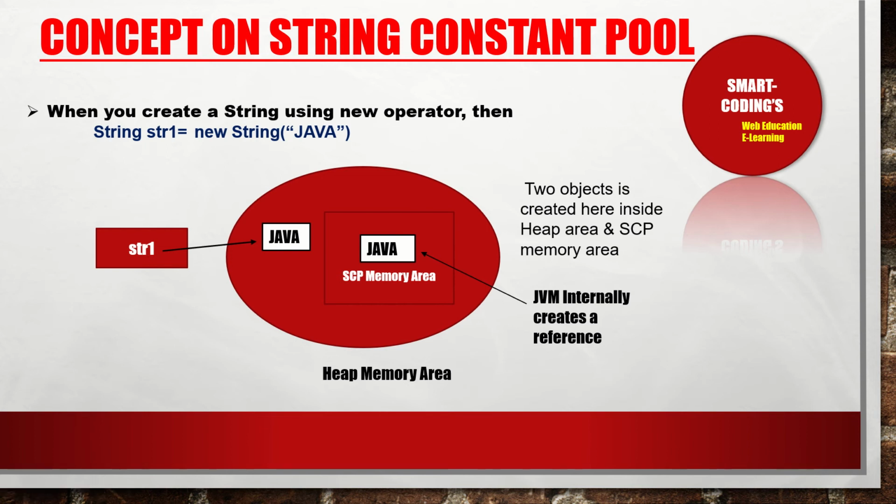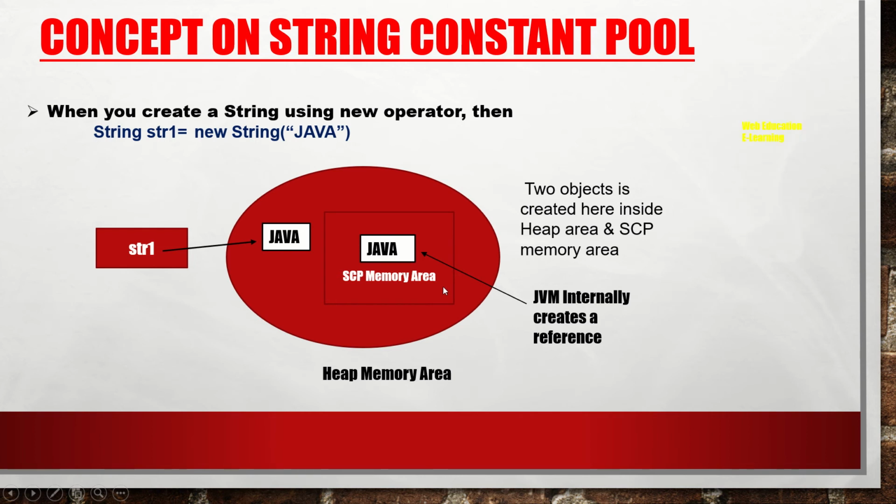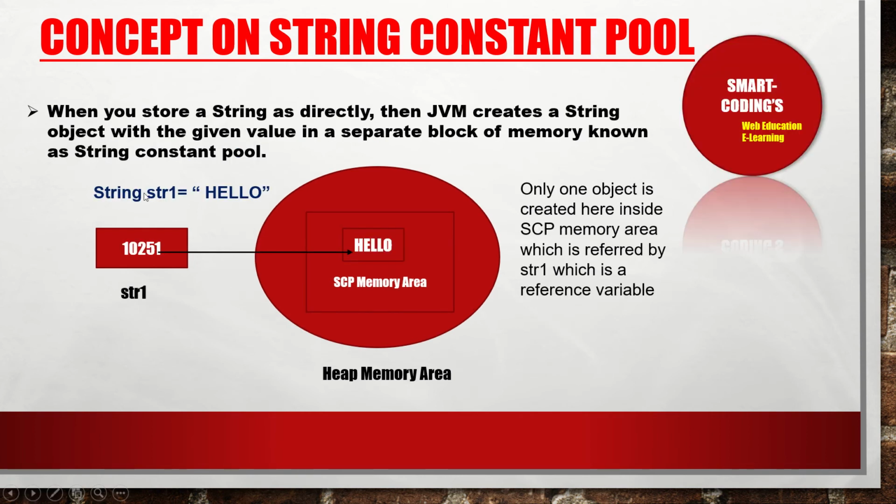Now, I have told you that all the string objects are stored in SCP also. So because of new here, it is created in heap memory area first, then it is created in the SCP memory area, that is in this block. So two objects will be created here, inside the heap area due to the new operator, and because it is a string object, it will be created in the SCP memory area also. But in the previous slide, if we create any string directly, it will not be in the heap, it will be only in the SCP memory area, that is string constant pool. This is the main difference.